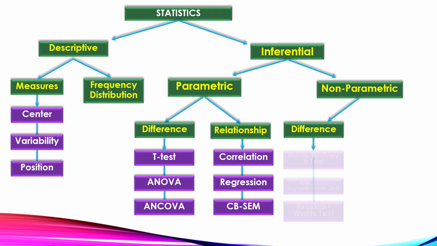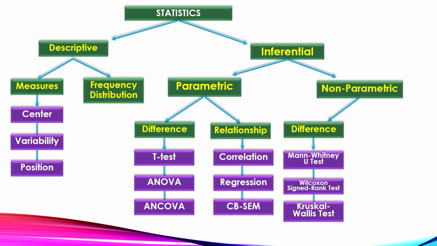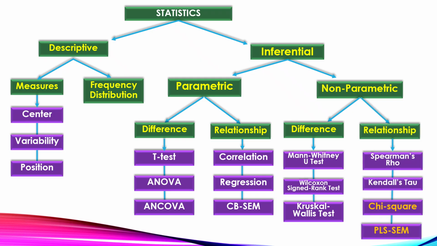So for test of difference, we have the Mann-Whitney test, Wilcoxon Signed-Rank test, and the Kruskal-Wallis test. So the Mann-Whitney test is like the non-parametric version of the t-test for paired samples, if I am not mistaken, and Wilcoxon Signed-Rank for independent, and Kruskal-Wallis test for the ANOVA. That's the non-parametric version of the ANOVA test. While for testing relationship, we have some few examples here, like Spearman's rho and Kendall's, both are testing correlation.